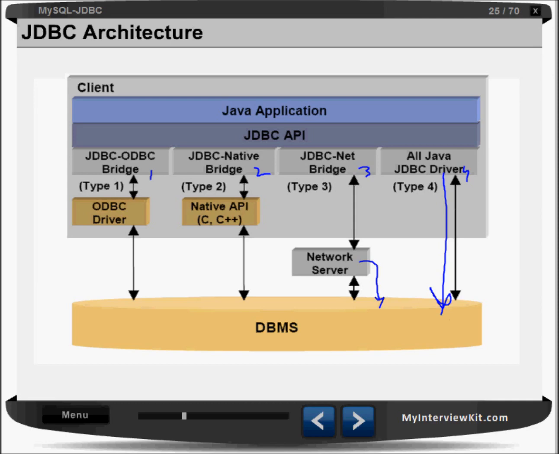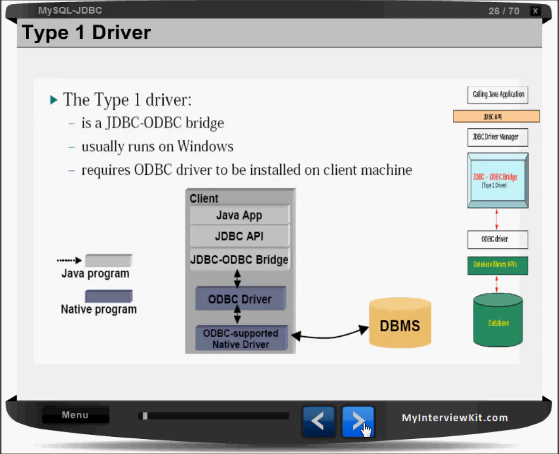Clear? Okay. So we will see how to write ODBC code and how to use the type 1 and type 4 drivers. The type 1 driver is the JDBC-ODBC bridge. It usually runs on Windows because it is a Windows feature, but you can run it on Linux also. You have to install an ODBC library on your Linux platform, and then you can use ODBC, which will help you interact with the database.